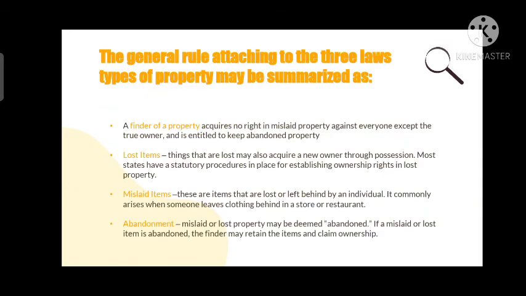The general rule attaching to the three types of lost property may be summarized as: a finder of a property acquires no right in mislaid property against everyone except the true owner, and is entitled to keep abandoned property. Lost items, things that are lost, may also acquire a new owner through possession. Most states have statutory procedures in place for establishing ownership rights in lost property.